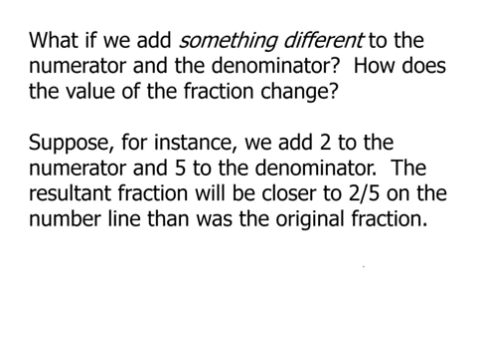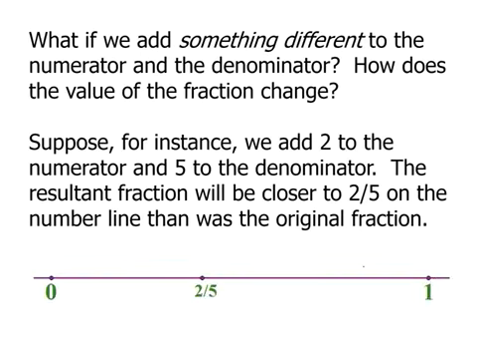The resultant fraction will be closer to 2/5 fixed on the number line than was the original fraction. So anything that starts out lower than 2 fifths is going to get pulled up closer to 2 fifths, but anything that is larger than 2 fifths is going to get pulled down closer to 2 fifths. Again, 2 fifths now is the great attractor if we're adding 2 to the numerator and 5 to the denominator.